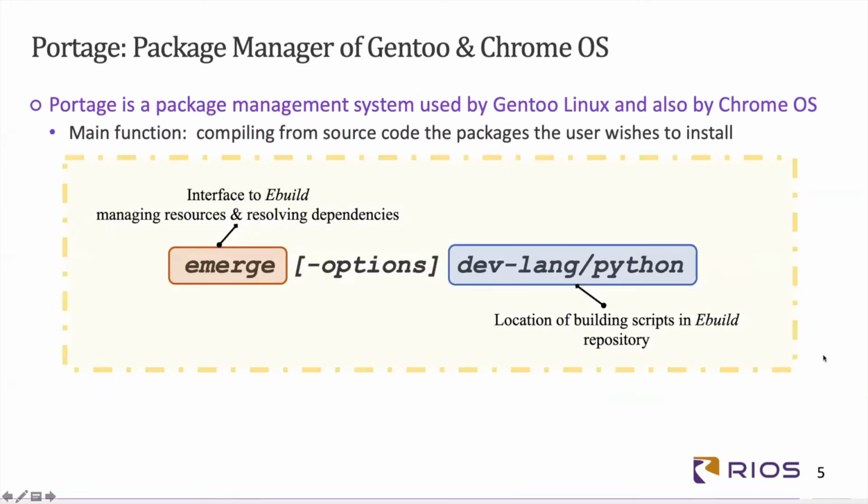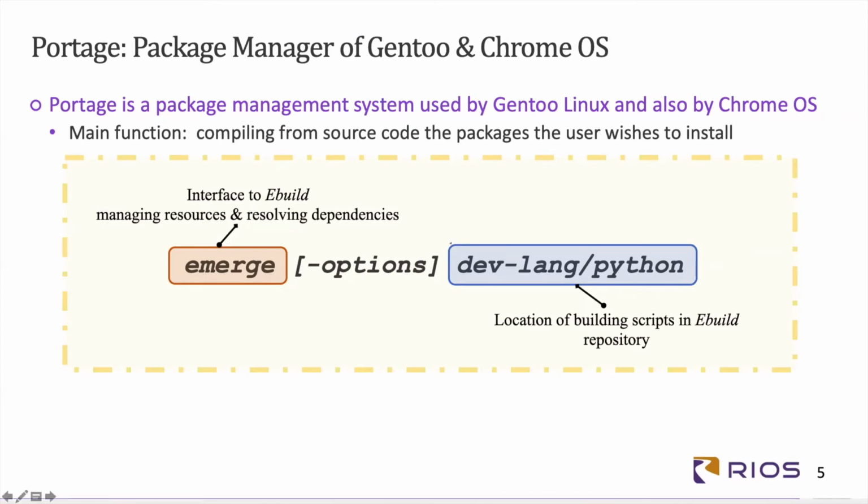So before our detailed methodology, let me give some introduction about the package manager of Gentoo, as well as Chrome OS. Portage is the package management system used by Gentoo Linux and by Chrome OS, and its main command is shown in this figure. It's the interface to the ebuilds to manage resources, and it can also resolve the dependencies.